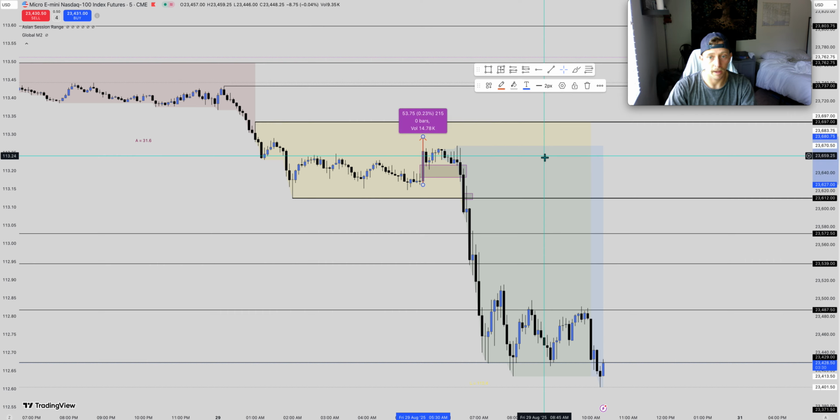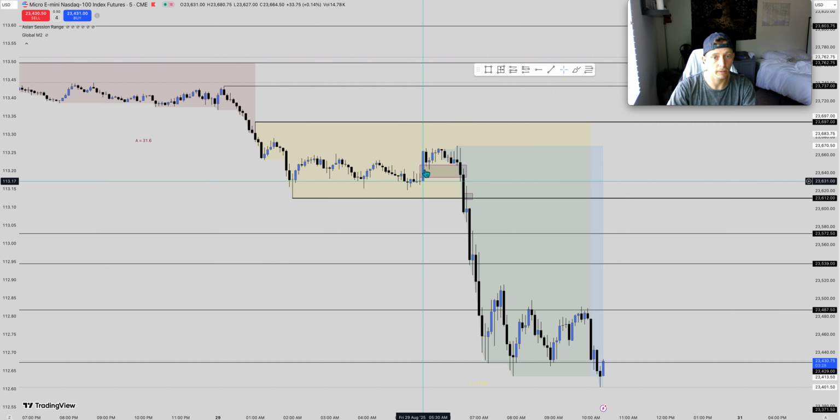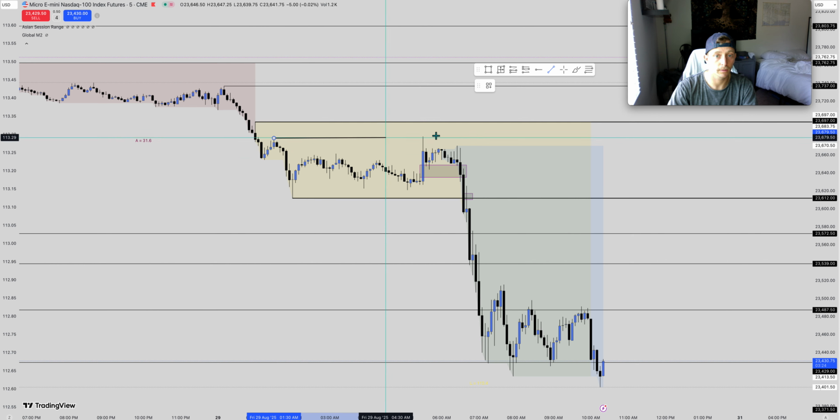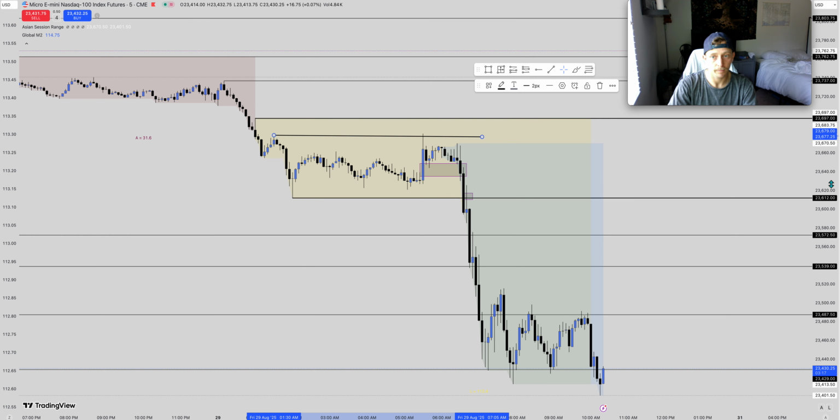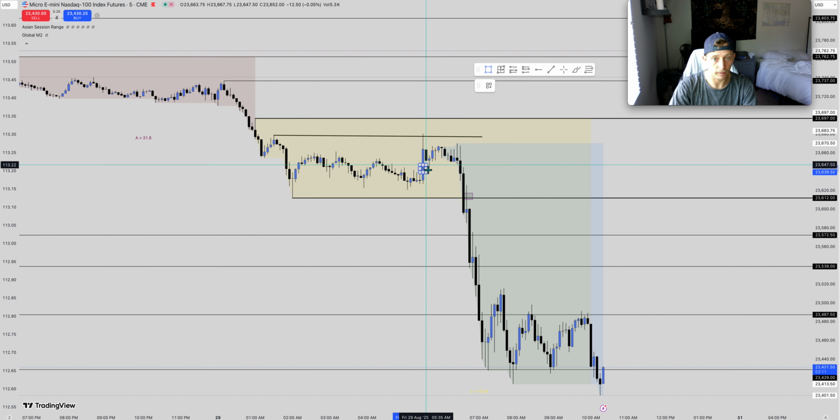So, that news caused price to sweep the internal liquidity before market open. Right? It swept it right here, took out liquidity, and created this fair value gap on the 5-minute. Right here.